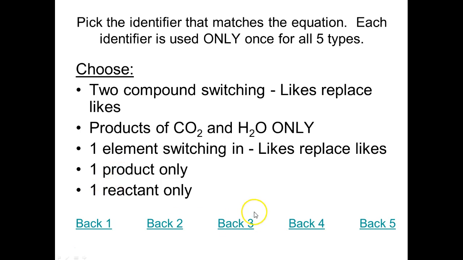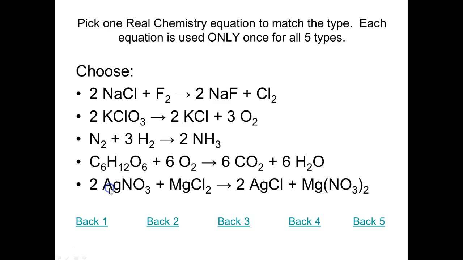Of the 5 identifier choices listed here, what we just looked at for synthesis and combination, our identifier choice would be one product only. Okay, so you would see one product only. And if we're looking at an actual chemical equation of these 5 choices, the one that is the synthesis equation is this third one here. So N2 plus 3H2 makes 2NH3.